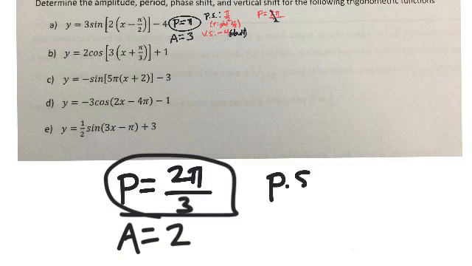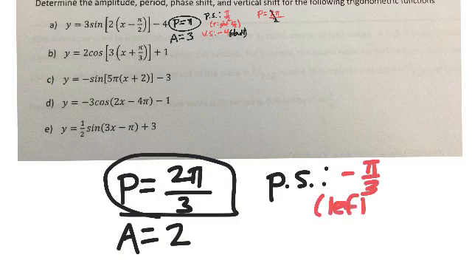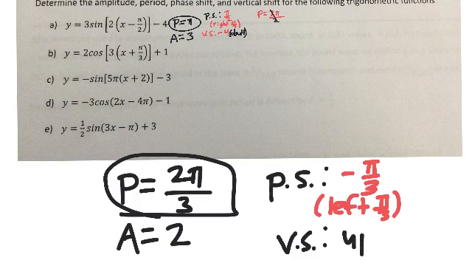Okay, next we'll find the phase shift, shifting the graph left or right. So we are adding pi over 3 on the inside. So that's going to shift the graph left pi over 3. So it's going to be negative pi over 3. And the vertical shift plus 1, that's going to go up 1.